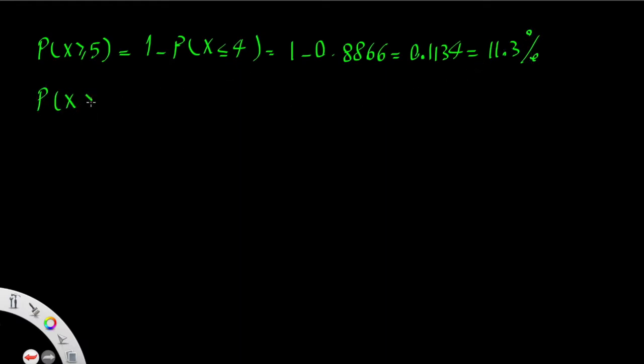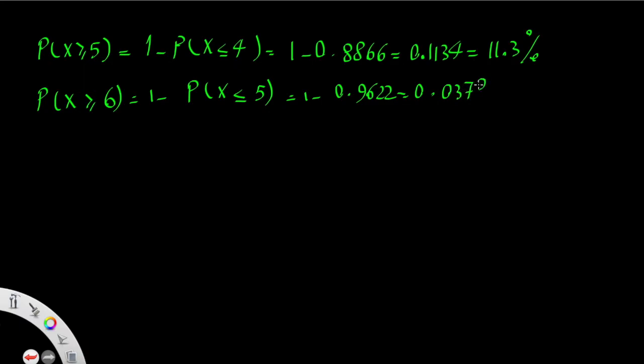Or the probability of x greater than or equal to 6 is equal to 1 minus the probability of x less than or equal to 5, which is equal to 1 minus 0.9622, which is equal to 0.0378, giving you an answer of 3.78%, correct to three significant figures.